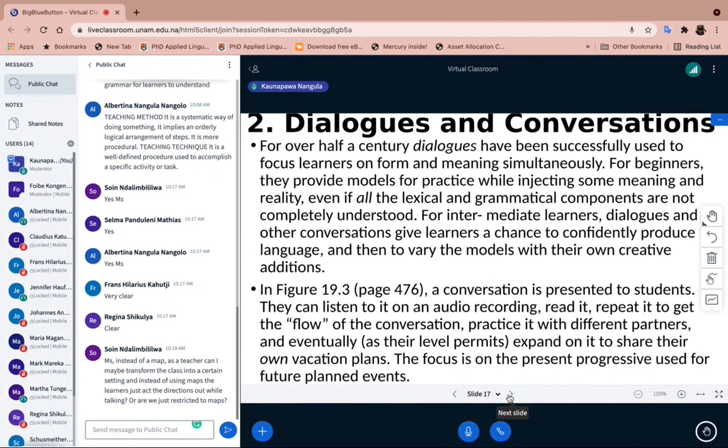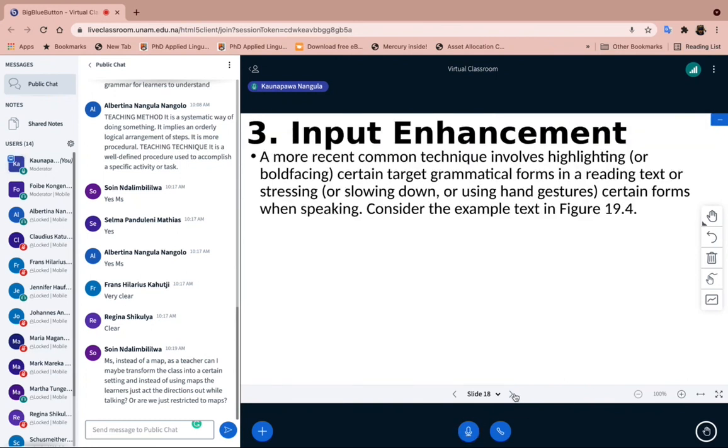The amount of repetition depends on how fast they are catching the pronunciation and how the conversation goes. But if you have really advanced students, they can see the conversation as an example, and then you jump into them creating their own conversation using the present progressive, if that's what you're focusing on in the classroom. And then next we have input enhancement.